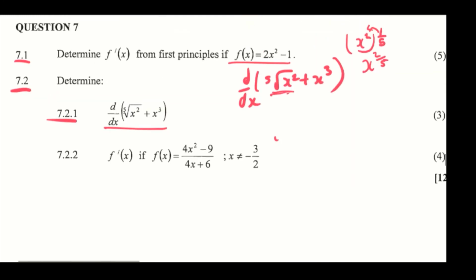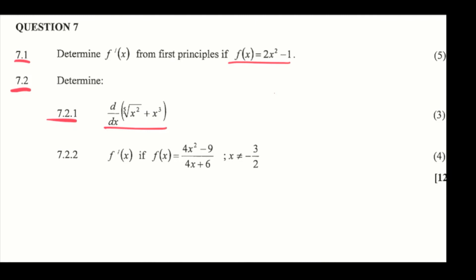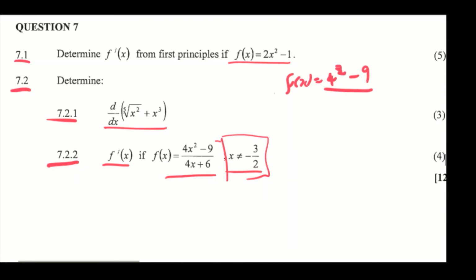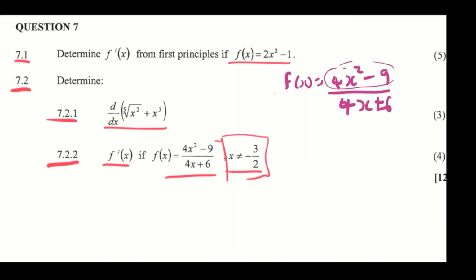So now let's do the last question, which is 7.2.2. We are given this expression here, and we are told that x should not be equal to minus 3 over 2, and we are asked to find the derivative of this expression. So we have f of x being equal to 4x squared minus 9 over... oh no, let me just use another color. f of x is equal to 4x squared minus 9 over 4x plus 6. So let's factorize this top expression.